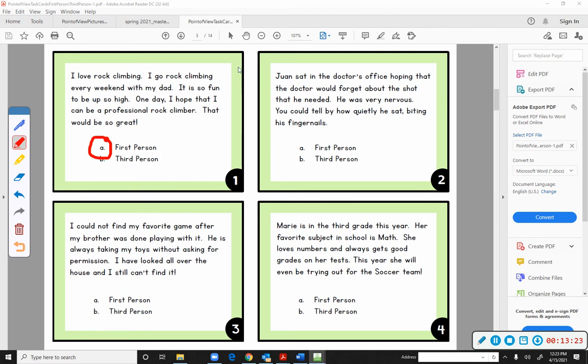Number 2, Juan sat in the doctor's office hoping that the doctor would forget about the shot that he needed. He was very nervous. You could tell by how quietly he sat, biting his fingernails. First or third? Third. And how did you know? Because it sounded like a narrator or something. Sounded like a narrator. Kaylee?